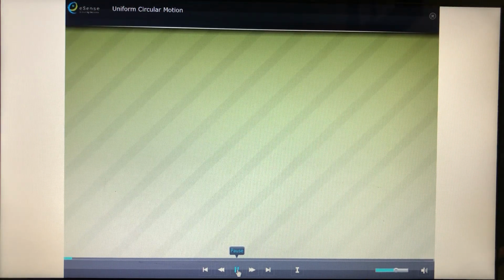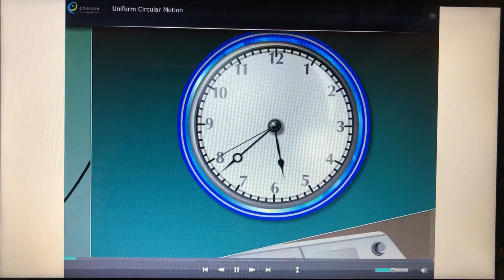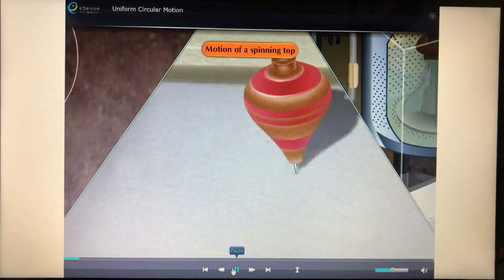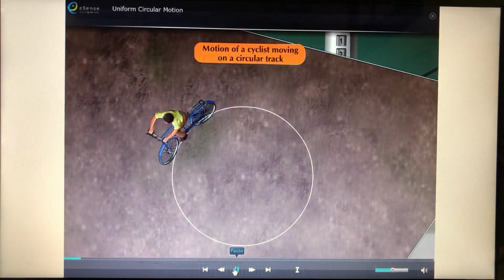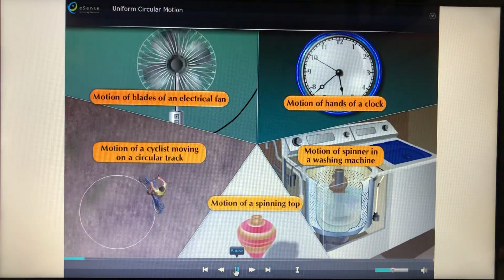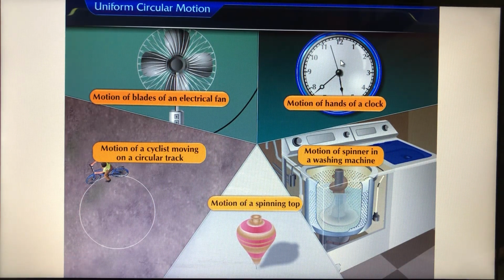Uniform circular motion. My dear students, it is the last topic of this chapter. We have observed the motion of an electric fan, hands of a clock, spinner in the washing machine, spinning top, a cyclist moving in a circular track. All these are examples.